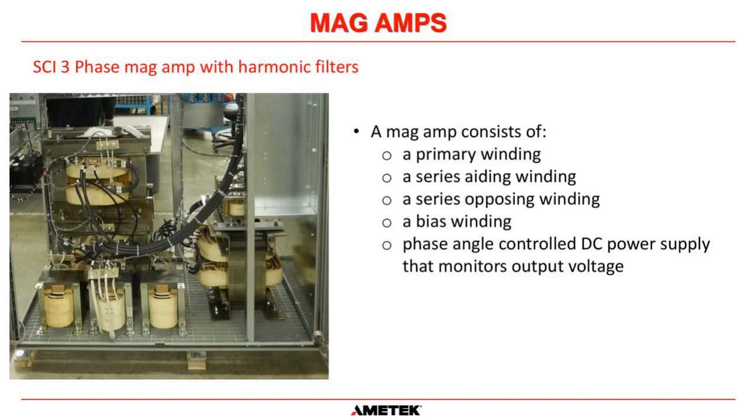A mag amp consists of a primary winding, a series aiding winding, a series opposing winding, a bias winding, and a phase angle controller to produce a DC voltage. This phase angle controller, which is just a glorified battery charger, or circuitry, monitors output voltage and then produces a corresponding DC voltage.